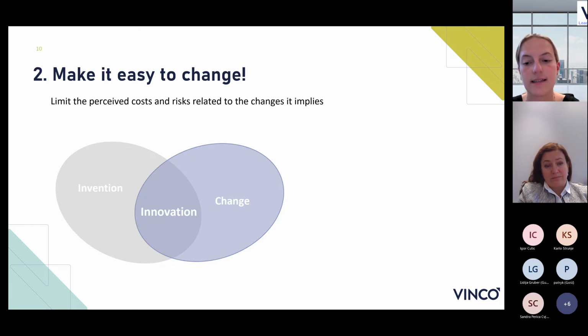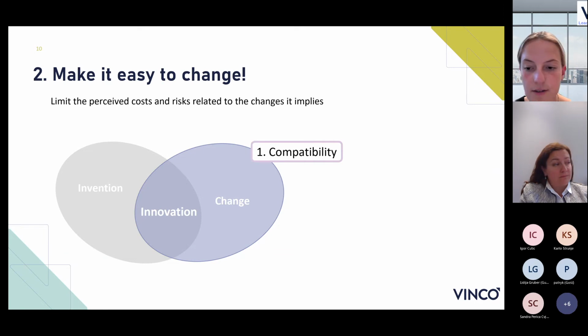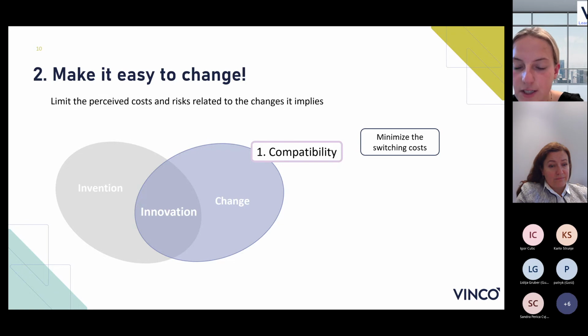Then a second way to facilitate adoption is to make it easy to change. So that relates to the change component of innovation. First driver, compatibility. So the perceived costs related to the adoption of an innovation will be reduced if users are convinced that they actually do not have to change much in order to adopt it. So an innovation will be quickly adopted if it's compatible with the existing standard, infrastructure, regulations, cultures, and routines of people and organizations involved. So minimize the switching cost.